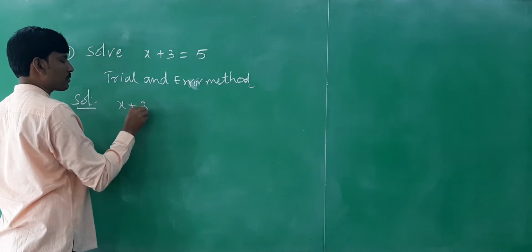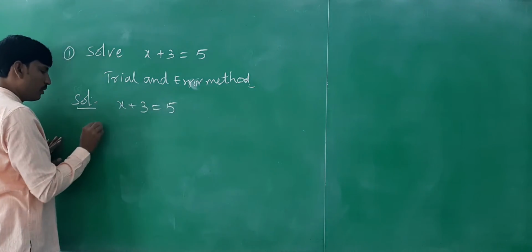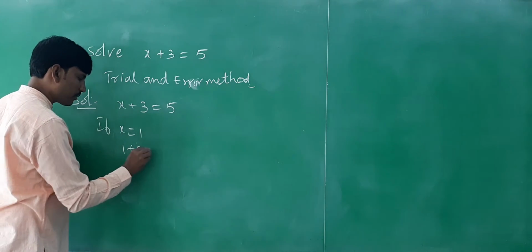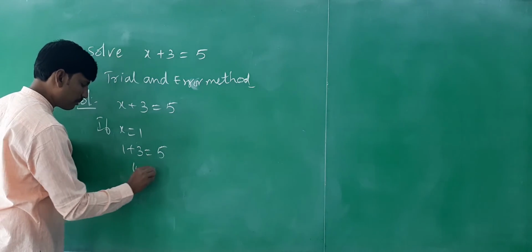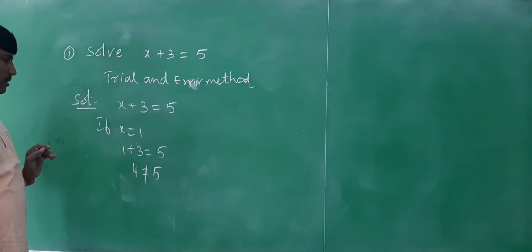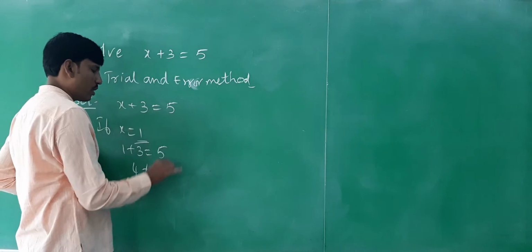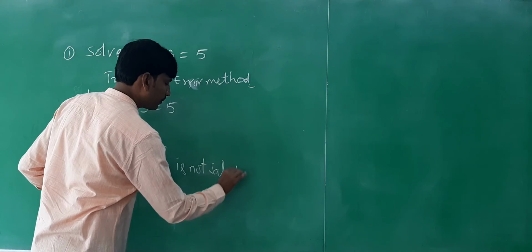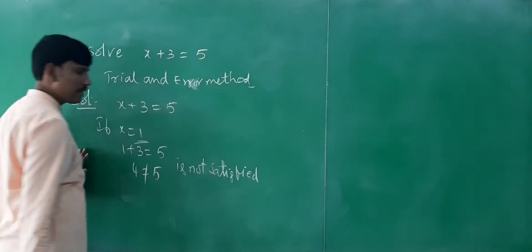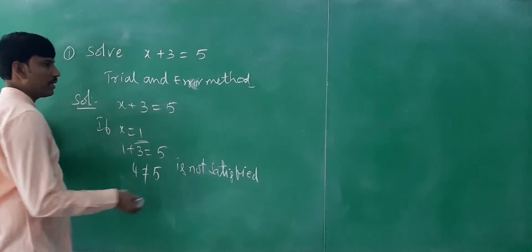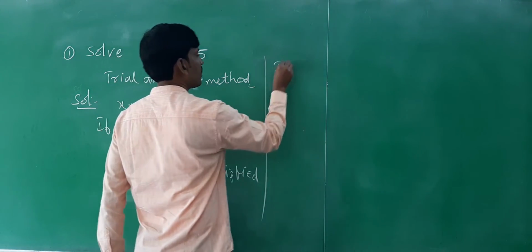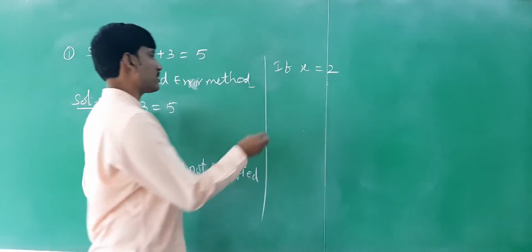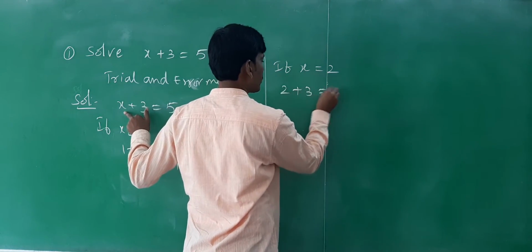So the given equation is x plus 3 is equal to 5. Now, first one is if x is equal to 1. So 1 plus 3, which is nothing but 4. 4 is not equal to 5. So for x equal to 1, the given equation is not satisfied. Now next, if x is equal to 2, what will happen? In the place of x, you replace 2. 2 plus 3 is equal to 5.